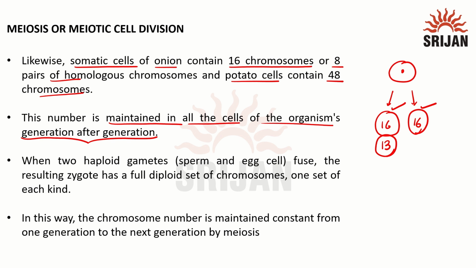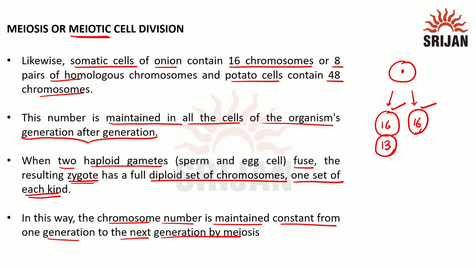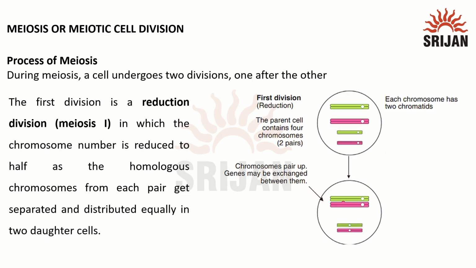So how does this meiotic division help in it? When two haploid cells having half the number fuse, the resulting zygote will restore the amount of chromosomes. That is, it will fulfill the diploid set of chromosomes, one set from each parent. In this way, the chromosome number is maintained constant from one generation to the next generation in the meiotic division.